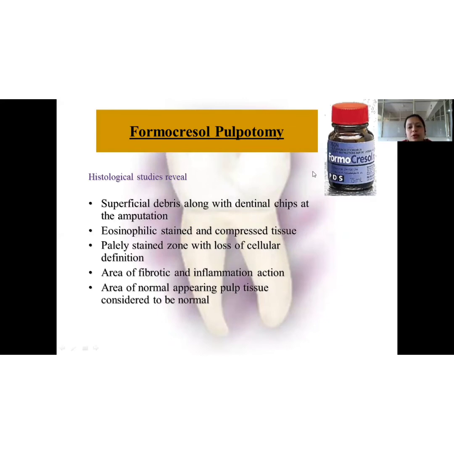Now, in formocresol pulpotomy, there are various histological studies that reveal superficial debris along with dentin chips at amputation, eosinophilic stained and compressed tissue, a palely stained zone with loss of cellular definition, an area of fibrotic inflammation, and an area of normal appearing pulp tissue that is considered to be normal at the apical portion.